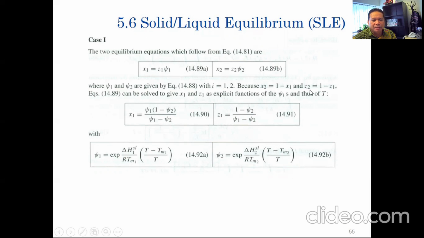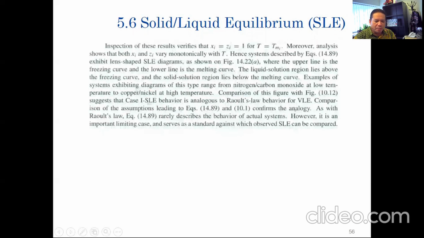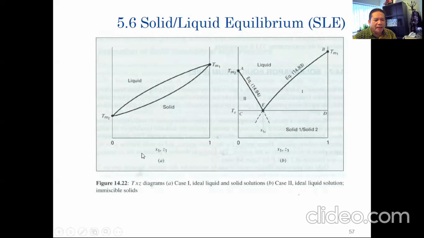x2 is 1 minus x1 and z2 is 1 minus z1. So we can rewrite this into this form here, with phi1 as this equation and phi2 as that equation. When we plotted this, we got this graph, where this is the liquid form, this is the solid form, and this is the melting line.